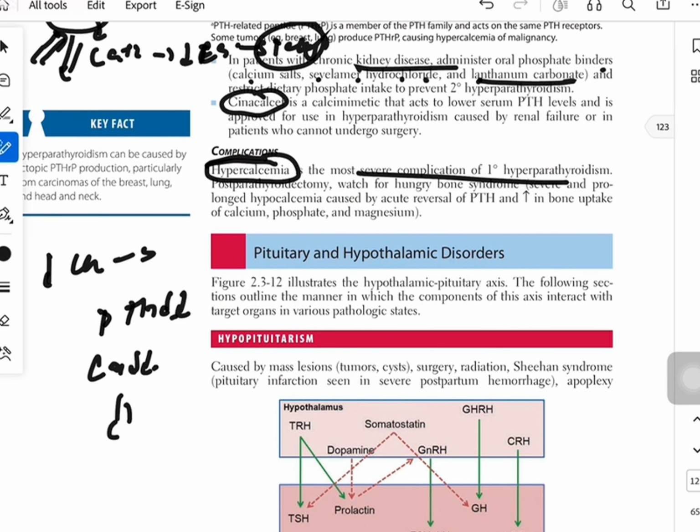It can lead to high mineralization. Here we are going to discuss severe and prolonged hypocalcemia caused by acute reversal of parathyroid hormone, with high bone uptake of calcium and phosphate. It means there is a high intake of calcium and phosphate in the bones, because parathyroid hormone, which brings the calcium and phosphate from the bones to the blood, is not working.